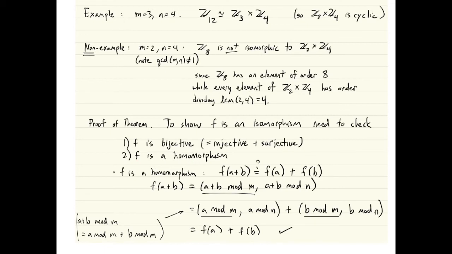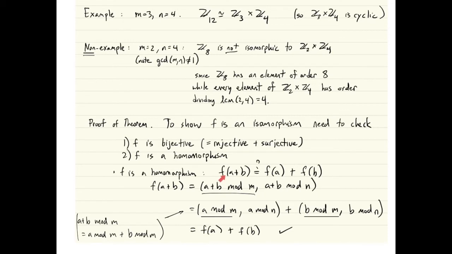Let's check first that F is a homomorphism. Well, what does homomorphism mean? It means a function that when you do the group operation on two elements A and B, and then apply F, that's the same as applying F to the two elements A and B, and then doing the group operation in the target group.